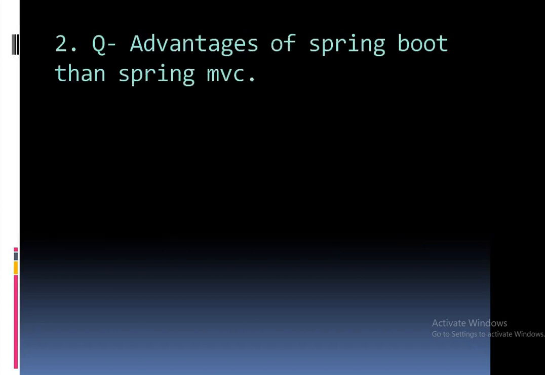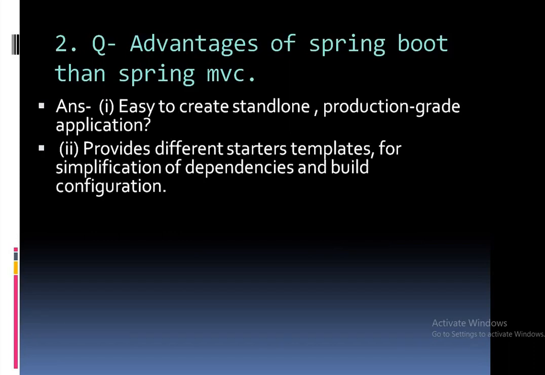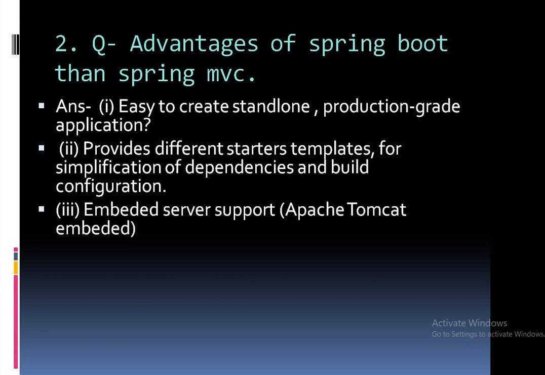The second question is about the advantages. What is the advantage of Spring Boot over Spring MVC? First, it is easy to create standalone, production-grade applications. Second, it provides different starter templates for simplification of dependencies and build configuration. Third is embedded server support: Apache Tomcat is embedded. Before, in Spring MVC, we needed to add the Tomcat server manually, but in Spring Boot there is an inbuilt Apache Tomcat server embedded, so we can directly deploy and run the applications.